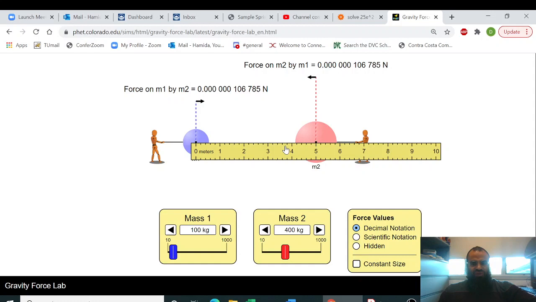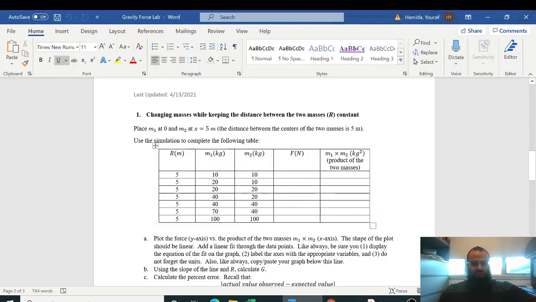And let's take the sound effects away. And this is the force between them. Let's view scientific notation. It's just easier to view. So it says the force between the two masses is 1.07 times 10 to the minus 7 newtons. Mass 1 is applying a force on mass 2, and mass 2 is applying a force on mass 1, like that.